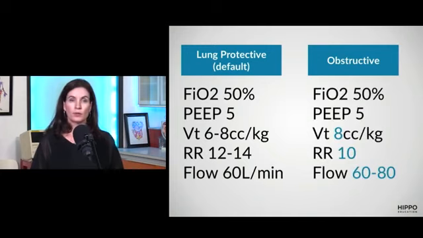I will still use my same FiO2 and PEEP, but I will increase their tidal volume to the higher end of that range. I will start them at 8 cc's per kilo because they tend to be hyperinflated at baseline and can tolerate a bigger tidal volume. And I will slow down their resp rate to 10. And still make sure they're getting decent flows of 60 to 80, but the resp rate is key here. I want to slow that down.